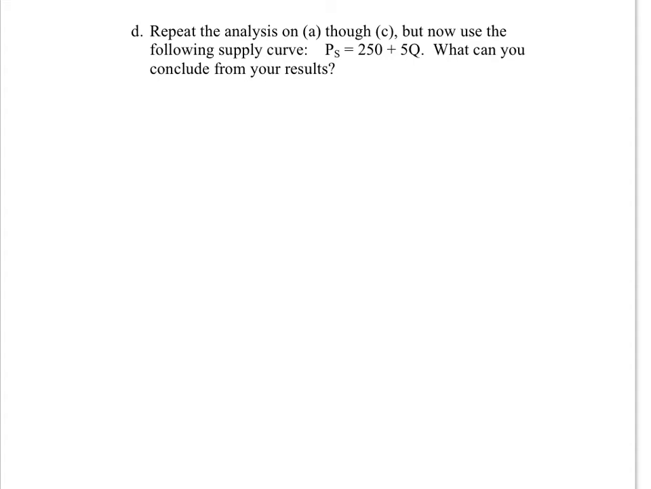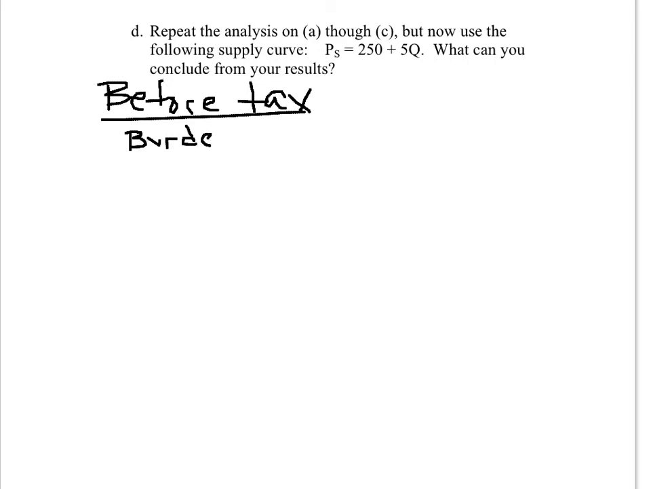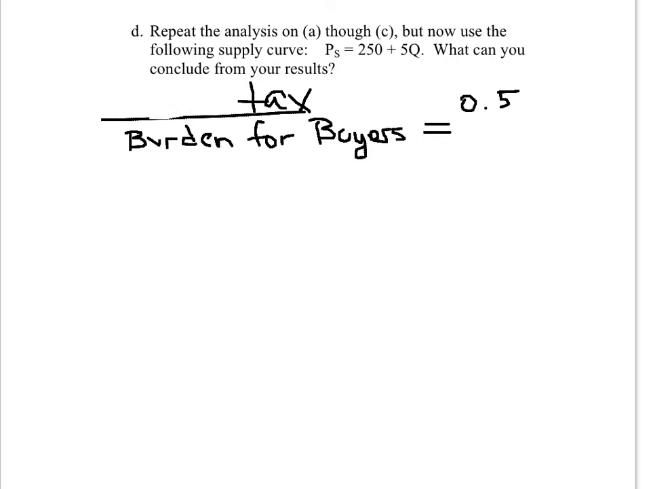So the share of the burden before the tax, the burden for buyers was, well, the 50 cents, with the tax. So this is the burden with the tax before this change, right? So before, new supply.